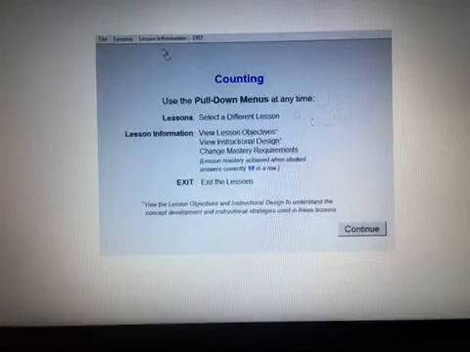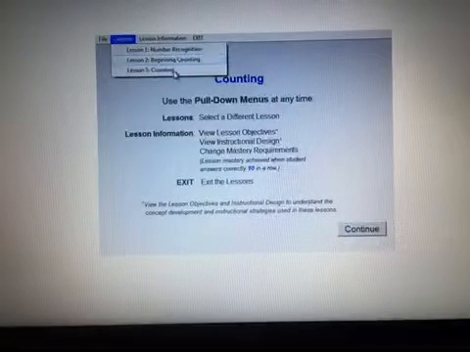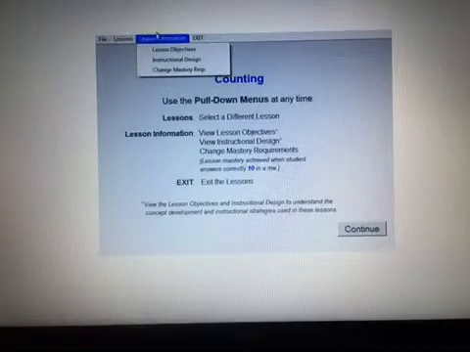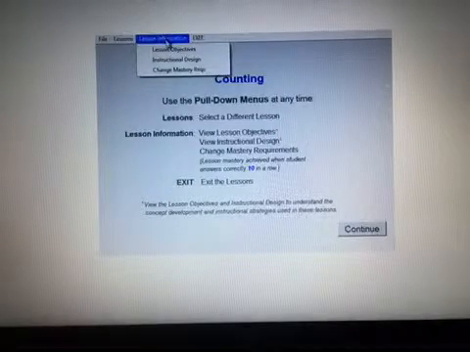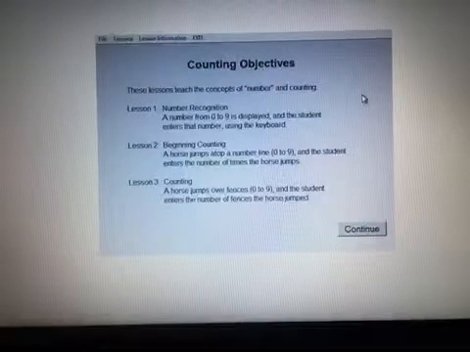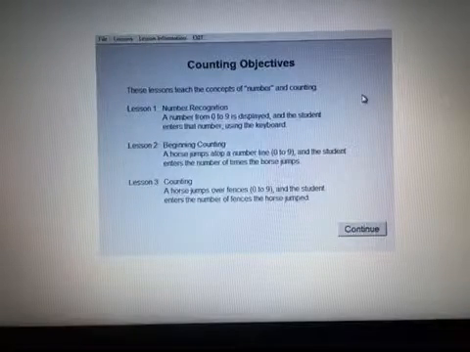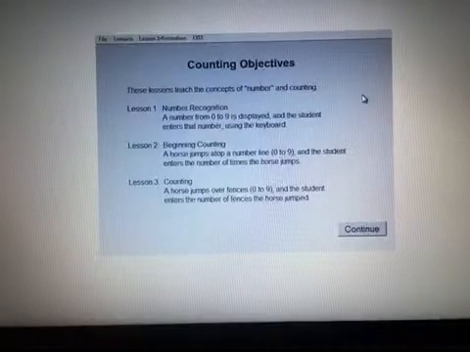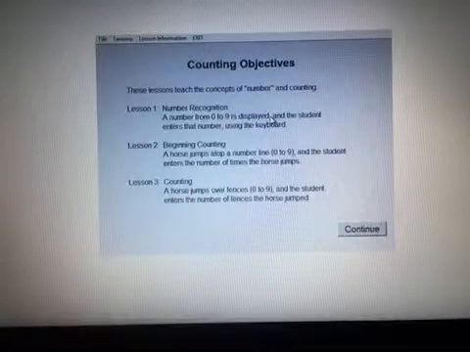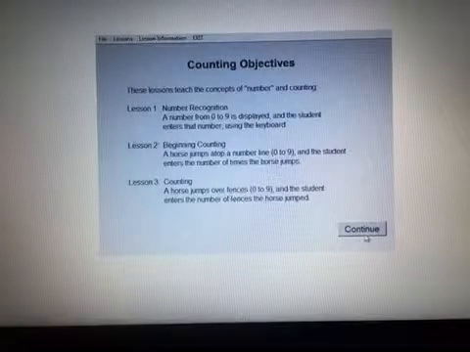So let's look at the lessons. We see these are the three: number recognition, beginning counting, and counting. And this is the lesson information. These are the objectives. They teach the concept of number and counting. The first lesson is number recognition, and then beginning counting, and then counting. So let's take a look.